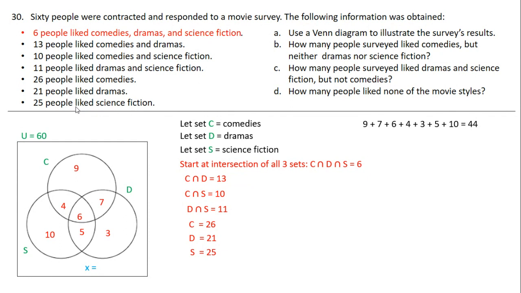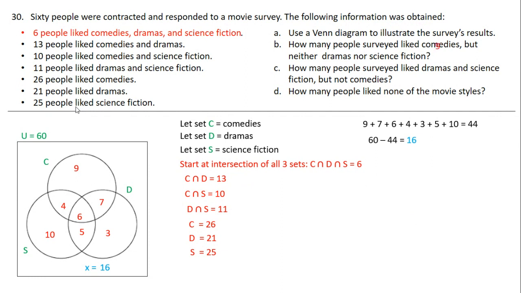So when we add all the numbers that are inside my circles, that's 44. But we interviewed 60 people. So the remaining 16 people are outside my circles that are part of my universe, right? So x equals 16, that's what that number would be outside.